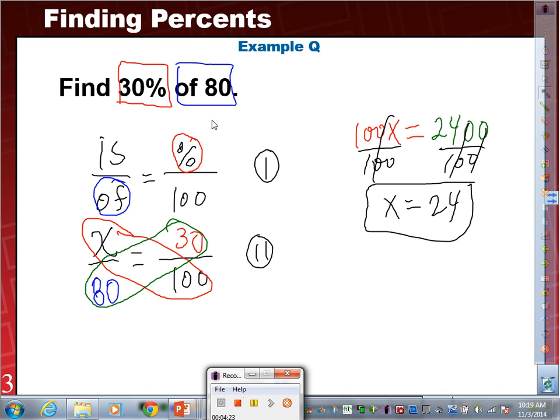So once again, first step, we write our proportion, the formula: is over of equals percent over 100. Second step, we write it again, but with blanks except for the 100, and we fill in the given information. From there, we cross multiply and we solve for the variable. Fairly simple, right? Okay, let's do another one.